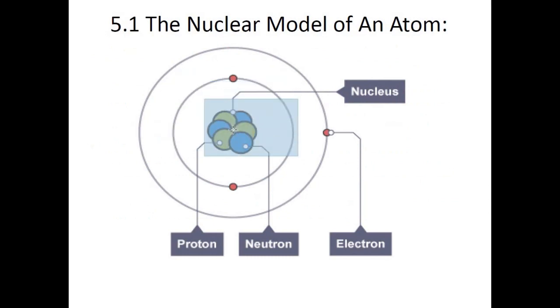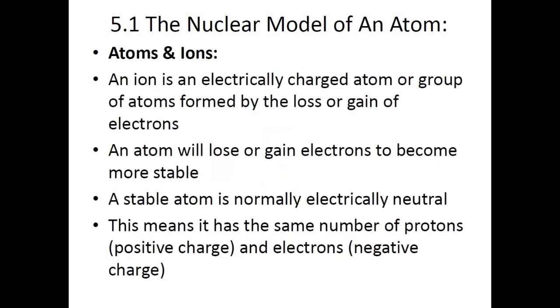So proton and neutron are at the center and electrons keep on moving around them. Atoms and ions. An ion is an electrically charged atom or group of atoms formed by the loss or gain of electrons. When an atom loses or gains electron, it becomes an ion, and atoms do that in order to become stable. A stable atom is normally electrically neutral. This means that it would have the same number of protons and electrons.